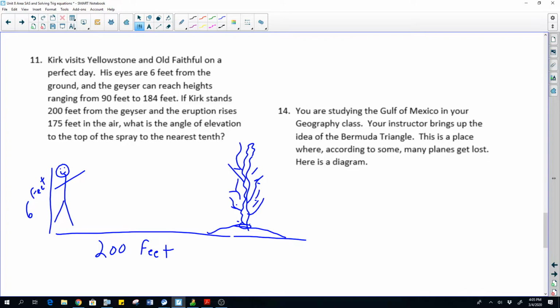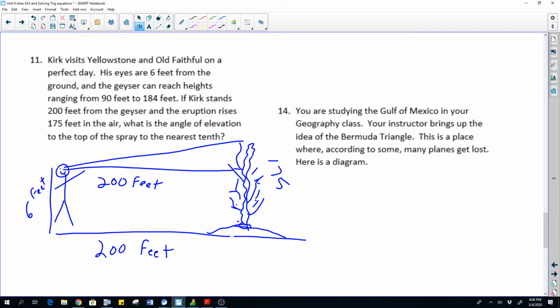Okay, so we have 6 feet above the ground there. So we know that from his nose, this is 200 feet. And then his eyesight, so up to here is what we want to know. Maybe I didn't need to draw the big long nose. If Kirk stands 200 feet from the geyser and the eruption rises to 175 feet, so we say this is 175. What is the angle of elevation to the top of the spray to the nearest tenth?